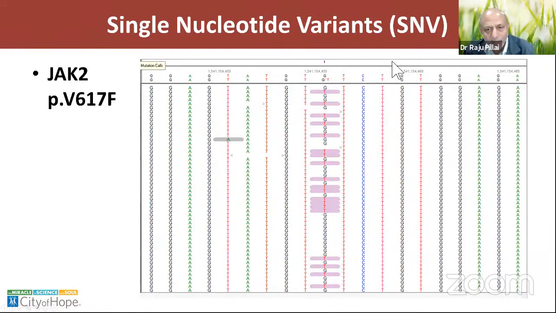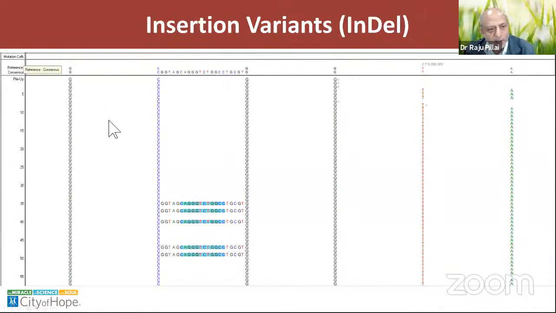And if you visualize it, you can line it up against the reference sequence and say, okay, this is supposed to be a G, and the software is highlighting that it is changed to a T. So it is just calling the G to T as JAK2 V617F. This is what an indel looks like. It was supposed to be a C and a G, and suddenly a bunch of nucleotides have been inserted in between.